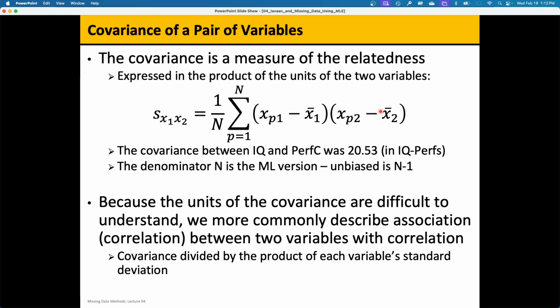Technically, covariance has units attached to it. The scale of it is in IQ units times performance units, IQ perfs. Kind of like in certain types of physical measures. I think of, maybe because I like cars, a measure of how much power a car has is the torque the engine may have. That engine torque is in foot-pounds, right?